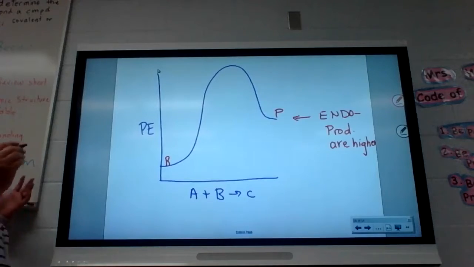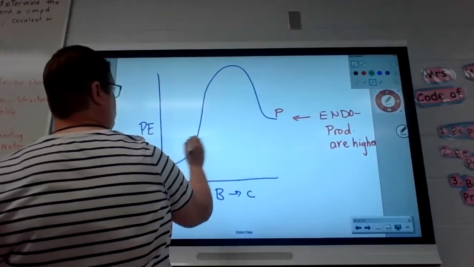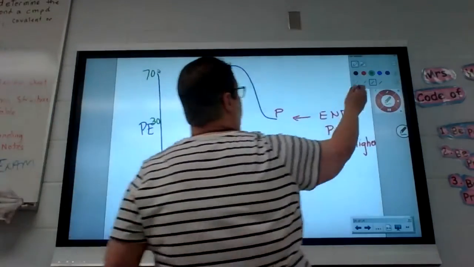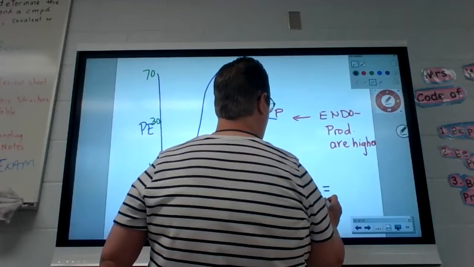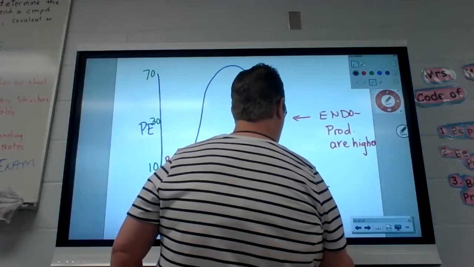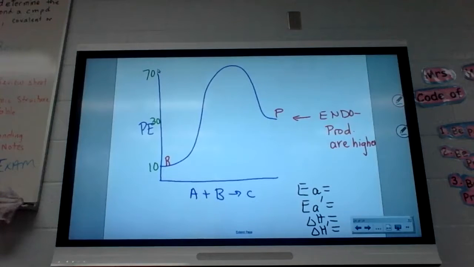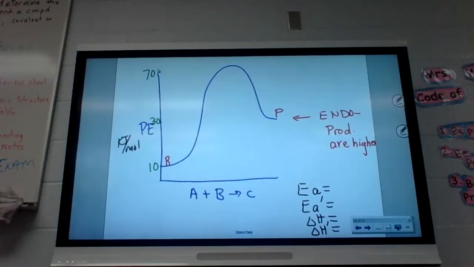If I made up some numbers this time and said 10, 30, and 70, we want to find all four of them: EA, EA reverse, delta H, and delta H reverse. Potential energy is in kilojoules per mole, so you have the unit. How do I find activation energy? From where to where? To the reactant.